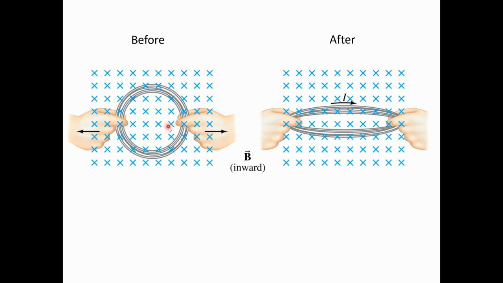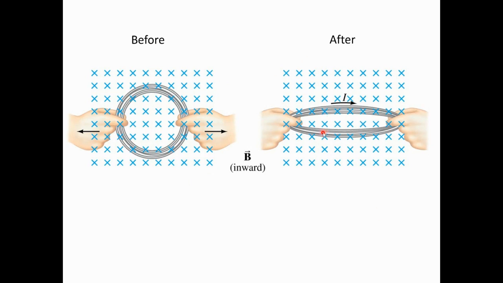And so the flux has changed. We had a lot of flux pointing into the screen originally. Now we have much less flux pointing into the screen because the area changed. The magnetic field didn't change, but the area did. Okay, so in which way is the change in the flux? We started out with a lot pointing in. We ended up with a little pointing in. So the change in the flux was pointing out of the screen.